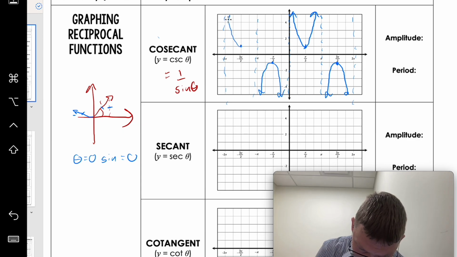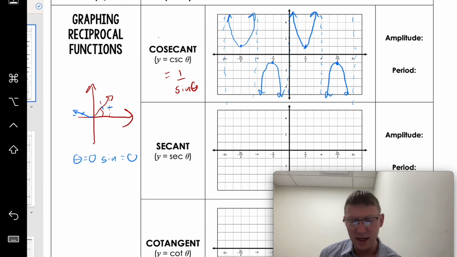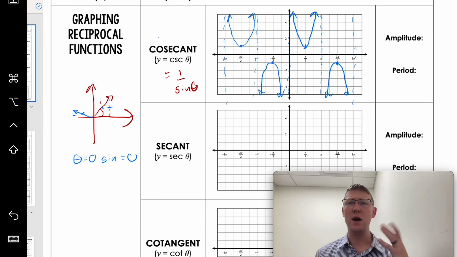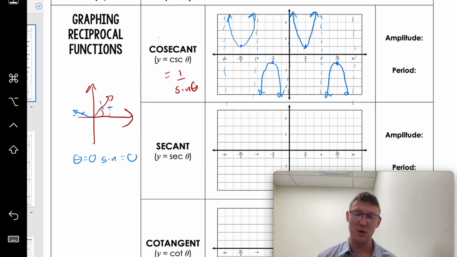And again, other than that technique we just went through, trying to find known values and undefined asymptotes, that's about as best as you can get in graphing. So our amplitude is undefined, and then our period is still going to be 2 pi, just like it was with sine.